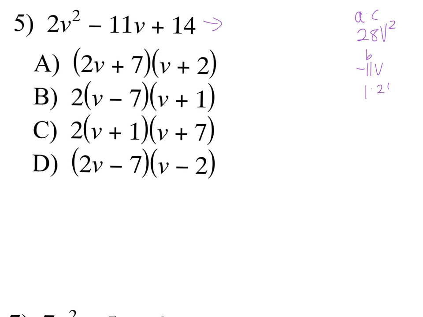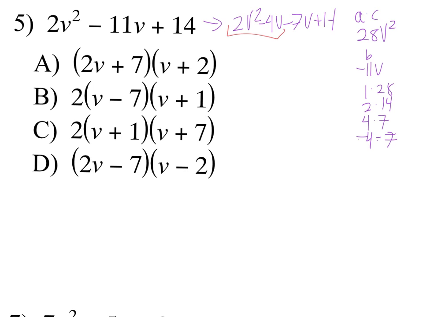Okay, 1 times 28, no. 2 times 14, no. 3 doesn't work. 4 times 7, that's 11. -4 times -7 is what we're looking for. Okay, so that'd be 2v squared minus 4v minus 7v plus 14.